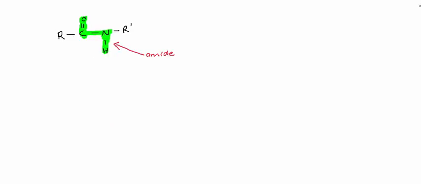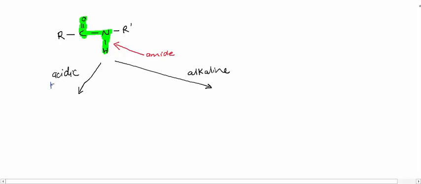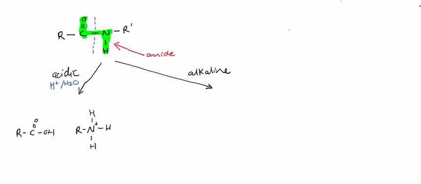Now, just like esters, amides can undergo hydrolysis in both acidic and alkaline conditions. So in acidic conditions, we've got the presence of hydrogen ions and water molecules are being added back into the structure. So essentially what we're looking at doing is splitting our amide group between where our carboxyl and our amine used to be. And you can see what we end up with as the products of hydrolysis in acidic conditions is a carboxylic acid and a protonated amine.